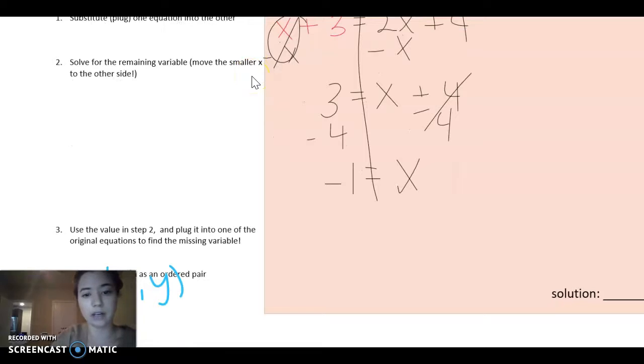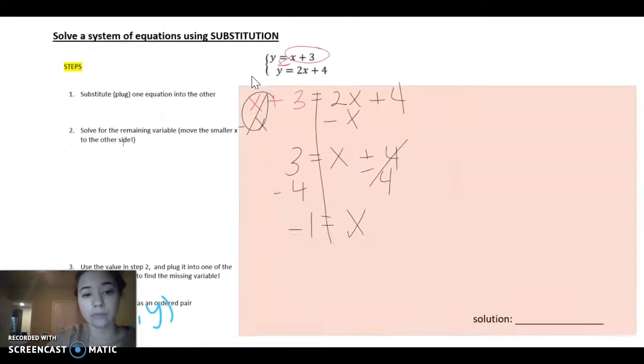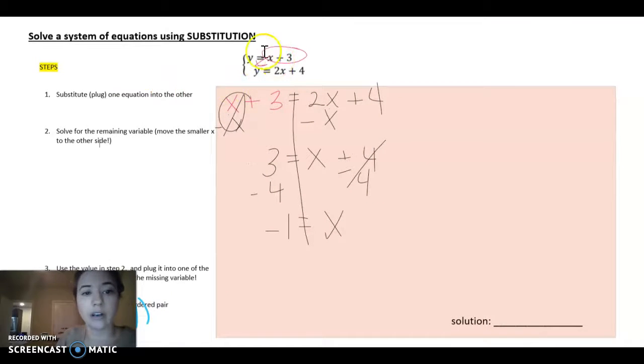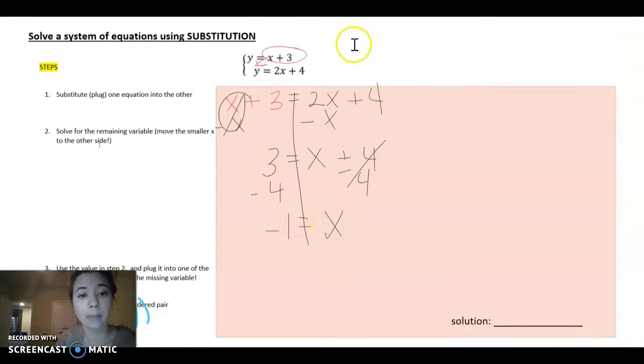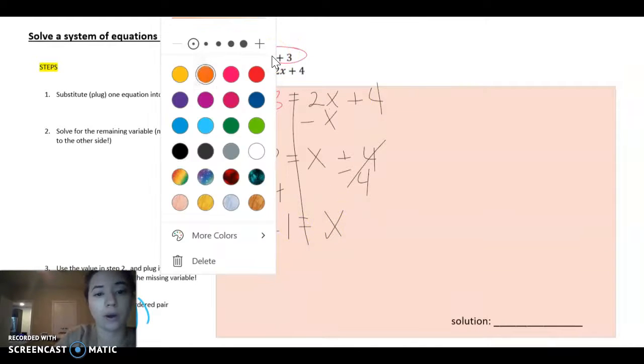Okay, step 2 is done. Now, in my equation, I have y equals x plus 3. But we know what x is now. So we can take our value in step 2, our x that we just found, and plug it back in to find y. Let me show you how we do that.